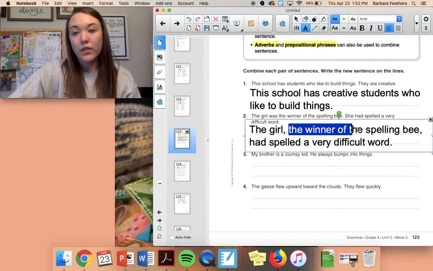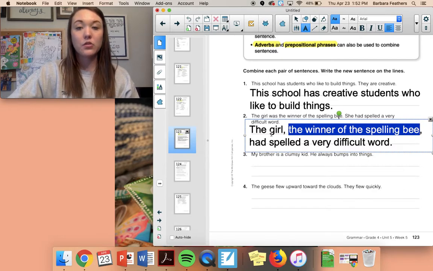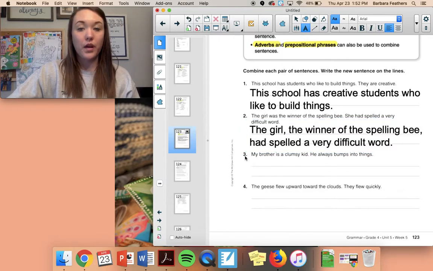The winner of the spelling bee is used as an appositive here. It describes the girl and it's set apart by commas. You will need to complete 3 and 4.